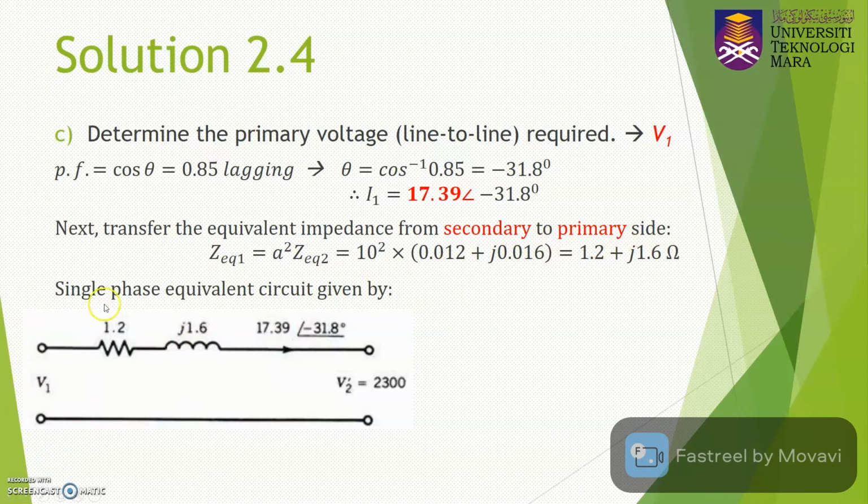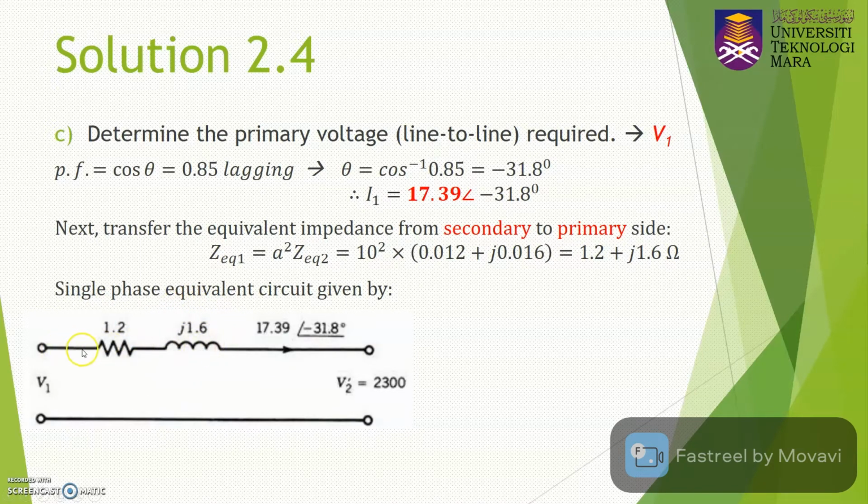Why do you need to refer to the primary? Because here you need to find V1, which represents the primary voltage. That's why I transfer my circuit so that we have values referred to the primary side. So this is the equivalent impedance that we transfer from secondary to primary side, here 1.2 plus j1.6 ohm.